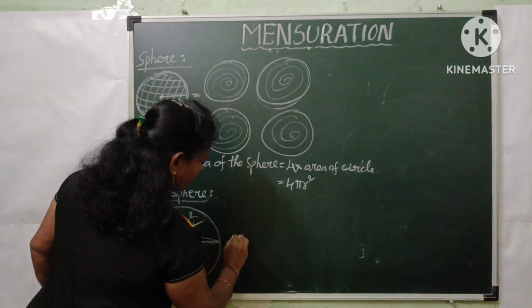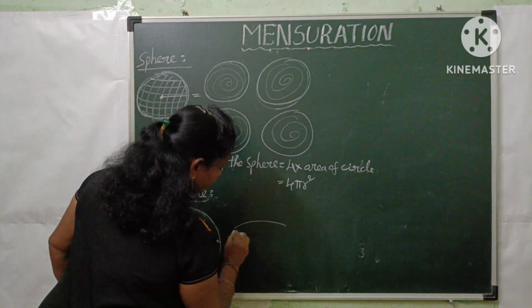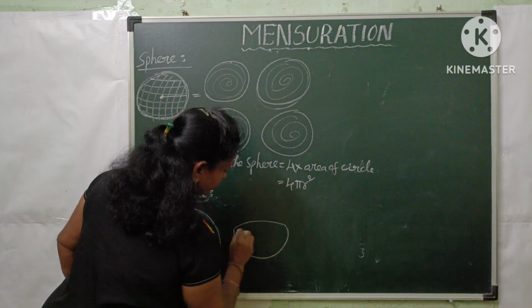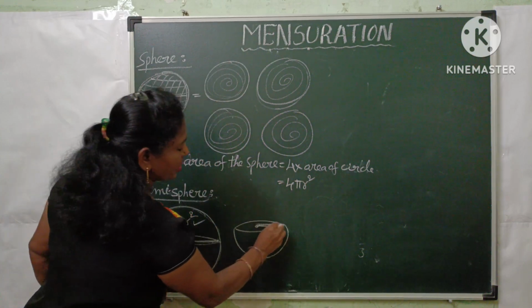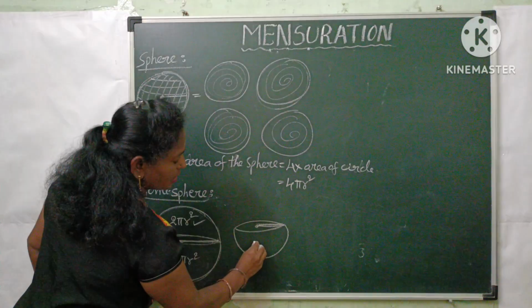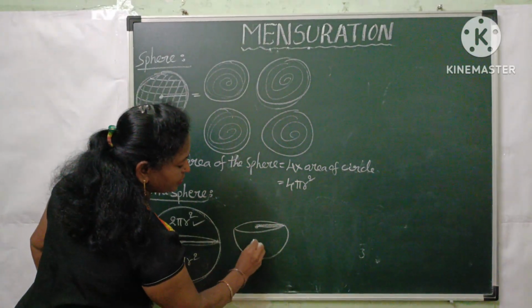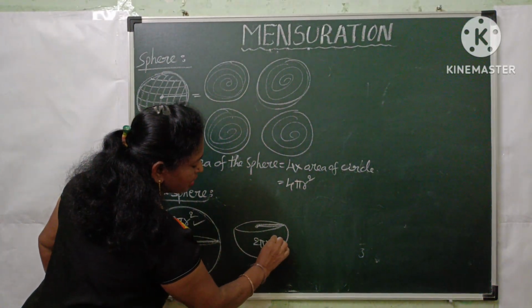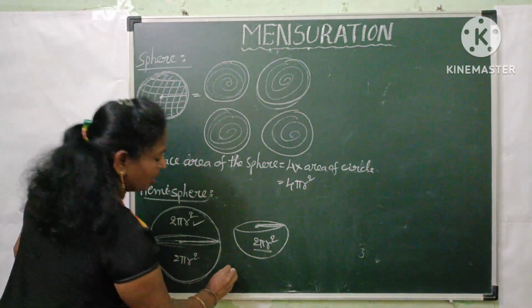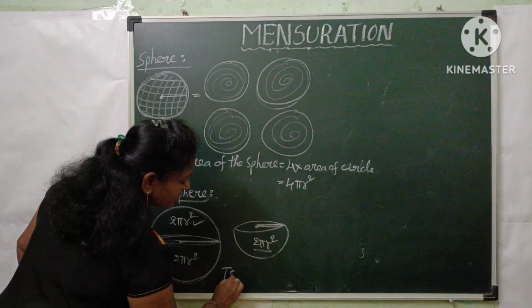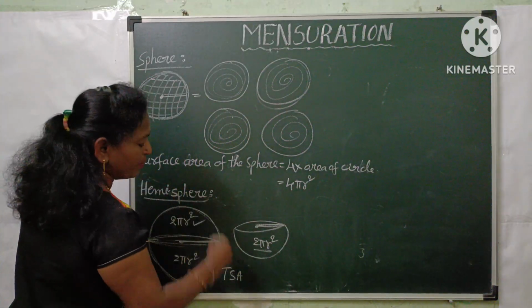This is the hemisphere. And also, see here, this is the hemisphere. The curved surface area of the hemisphere is 2 pi r square. And this is the curved surface area. TSA, total surface area of the hemisphere.